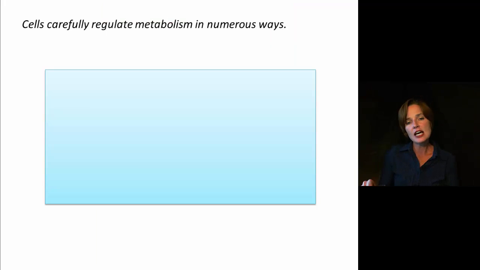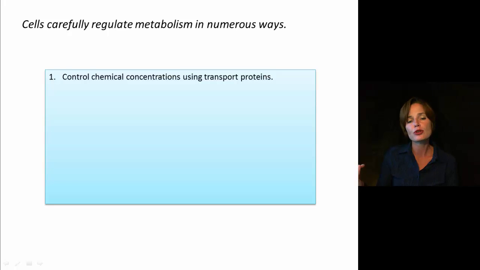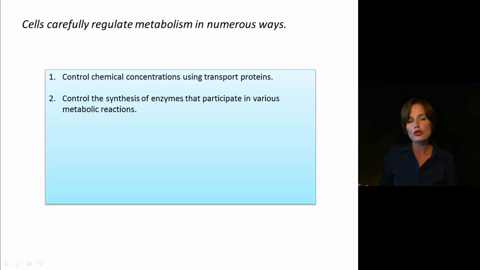Okay, so cells are going to carefully regulate their metabolism in numerous ways if we just summarize it all right here. They are going to control chemical concentrations using transport proteins. So remember that membranes provide a separation where we can concentrate chemicals on one side or the other. Cells control the synthesis of enzymes that participate in various metabolic reactions. So if they need a reaction to occur, they can produce more of that enzyme. Or if they don't need it to occur, they would decrease production of that enzyme.